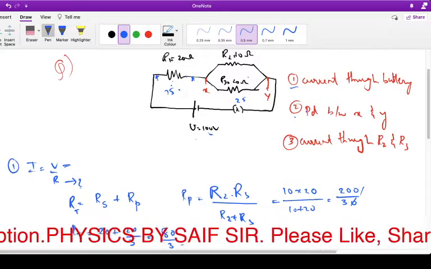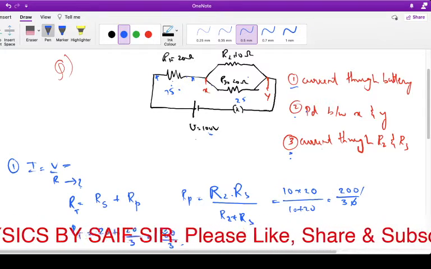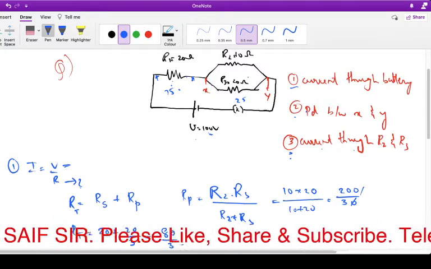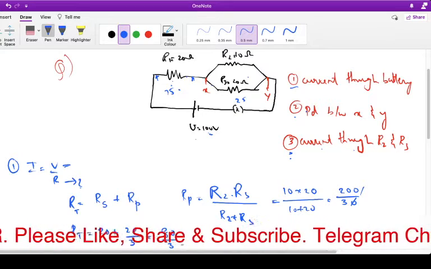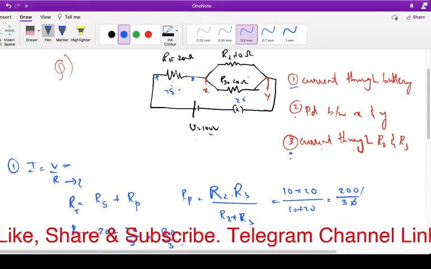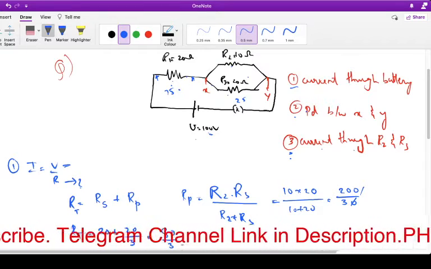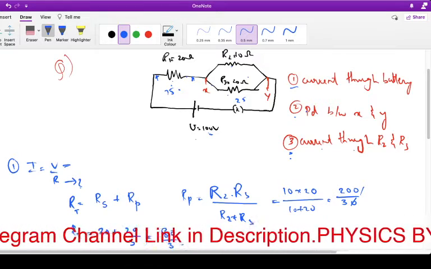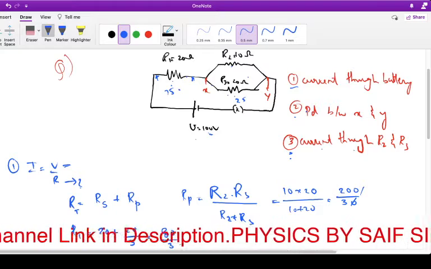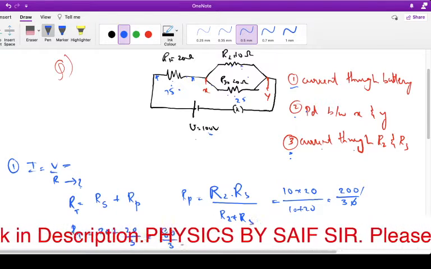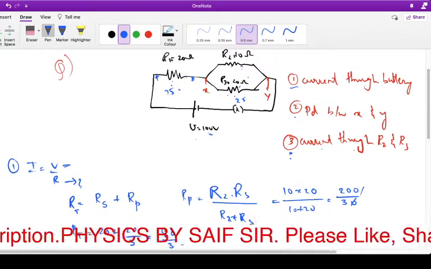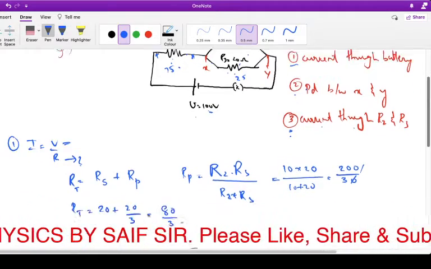Now we will see the third question here, the current through R2 and R3. We have to find the current for R2 and R3. For that we need the V value, which you already know, which is 25 volts, and the 25 volts is the same because they are in parallel. There is no change in the voltage drop.